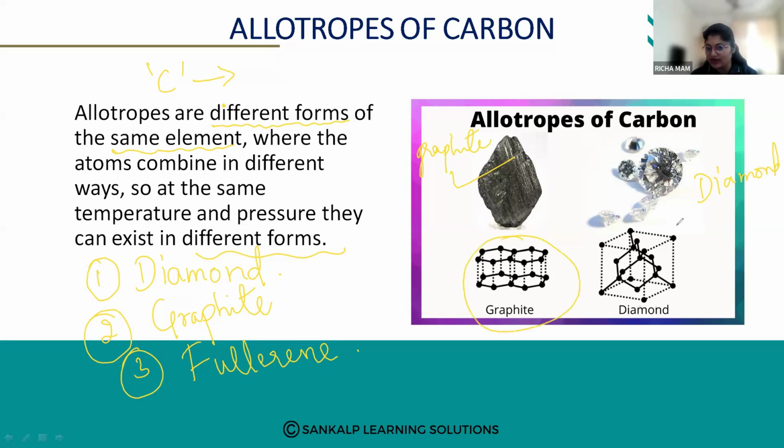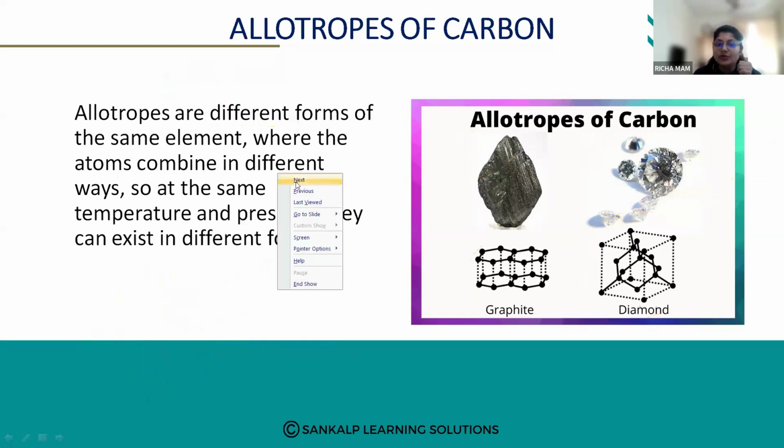This is the structure of graphite, and this shows how the carbon atoms are combining in the diamond form, and how the carbon has joined in graphite. The structure is different in both allotropes of carbon. In diamond and graphite, carbon atoms are present, but the way they are combining is different.